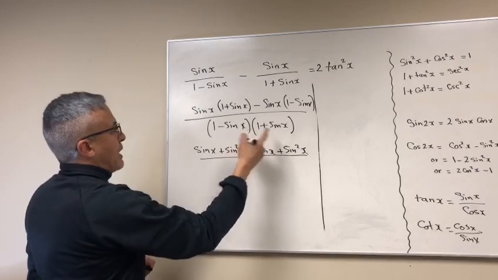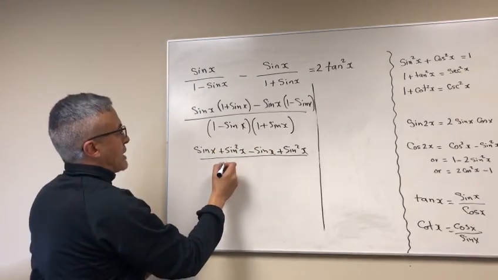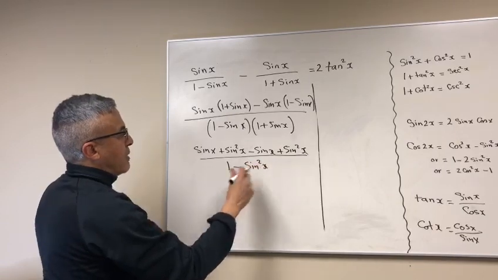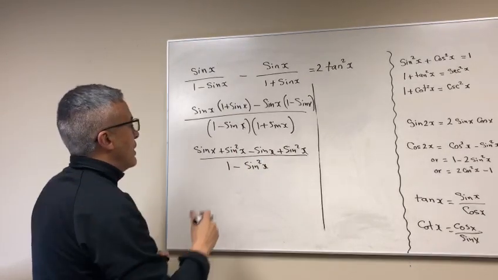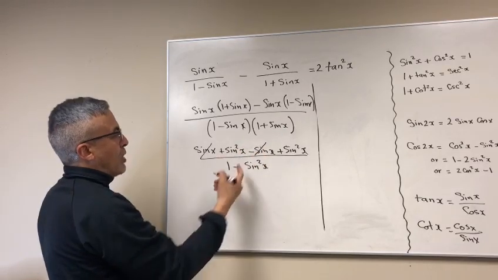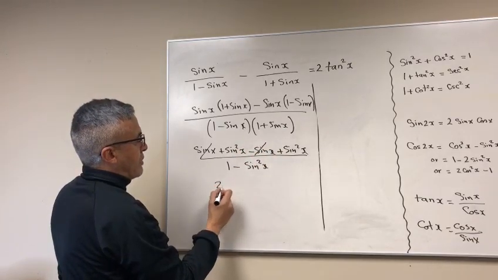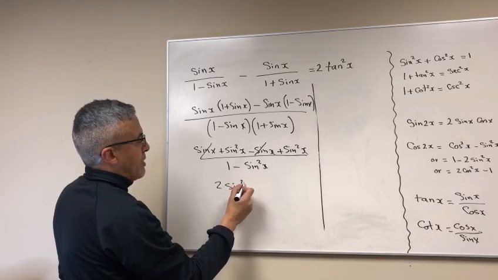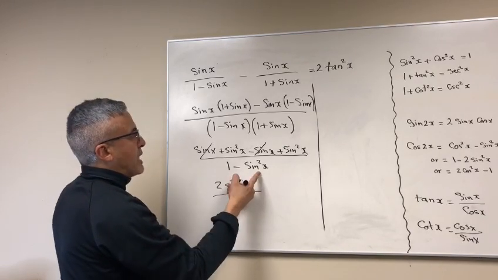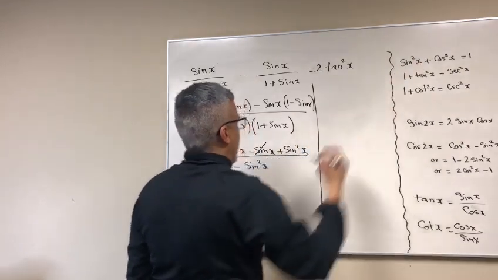Here I'm going to FOIL this, and since it's the difference of squares, I'm just going to get 1 minus sine squared x when I FOIL. The middle stuff is going to cancel. Now, this will cancel because sine minus sine is gone. When I add these two here, I'm going to get 2 sine squared x all over 1 minus sine squared x is from this identity here.